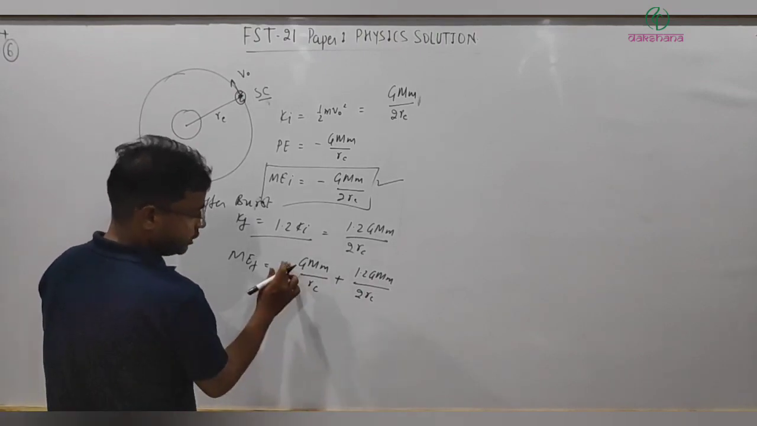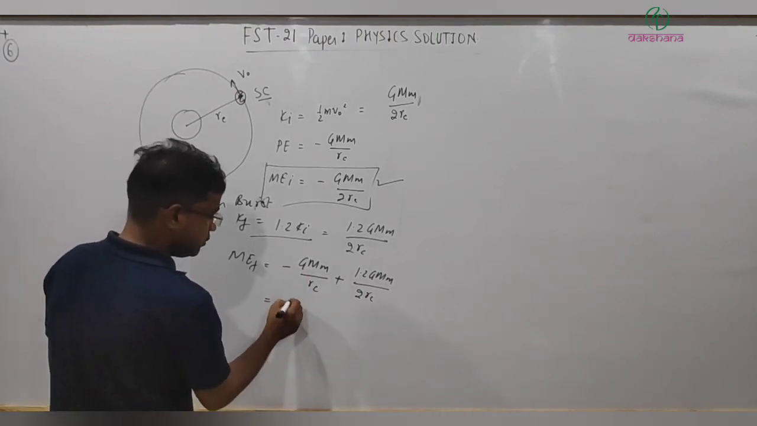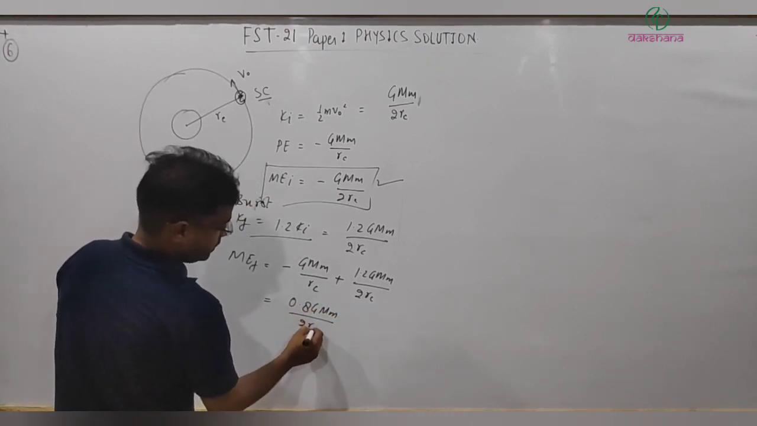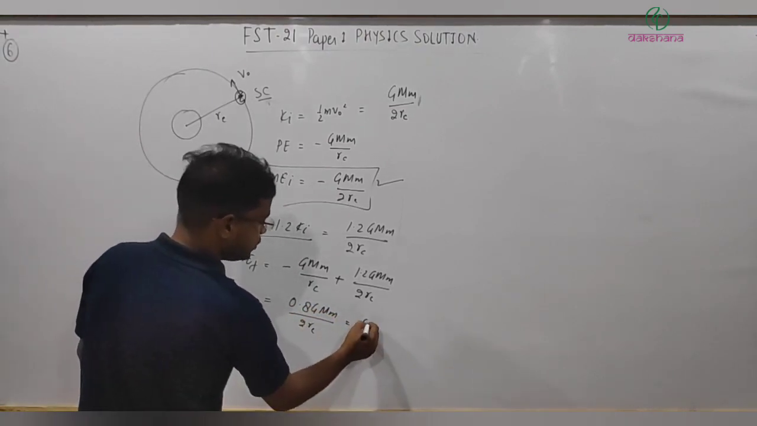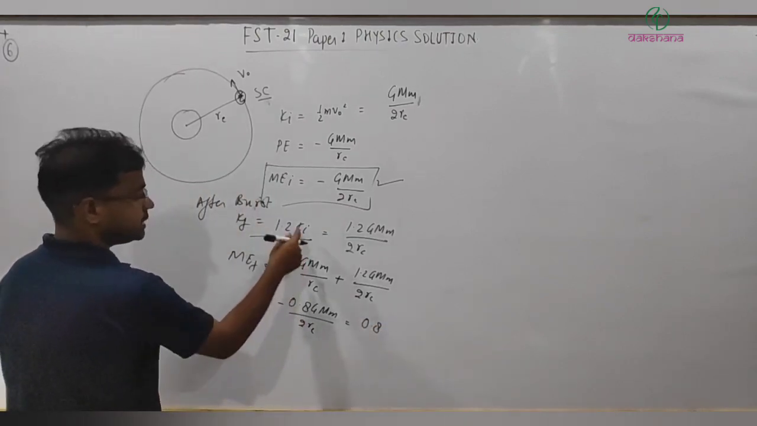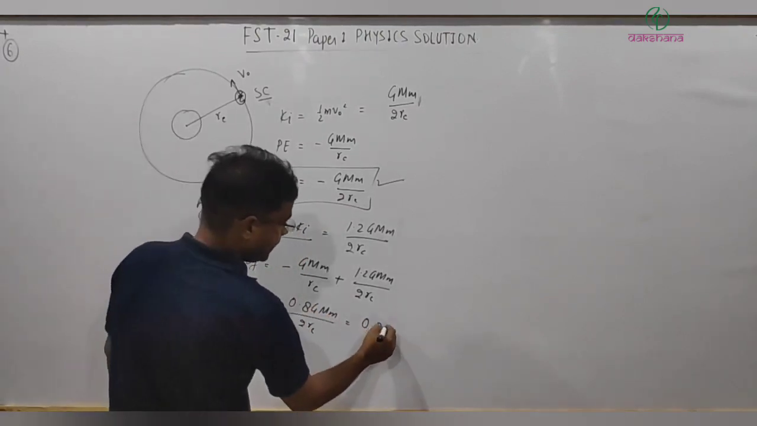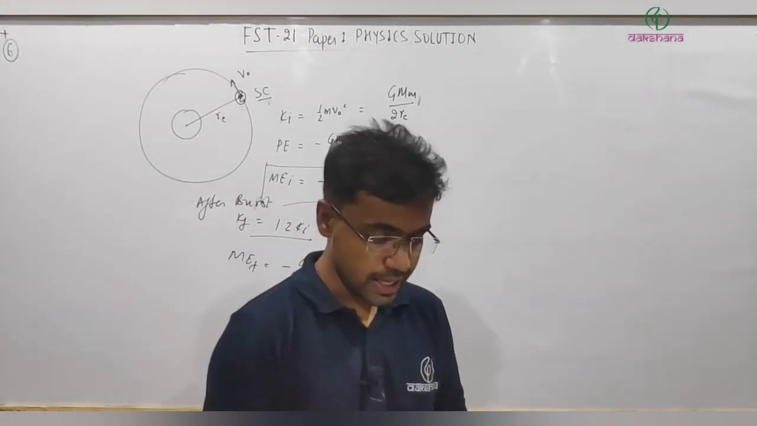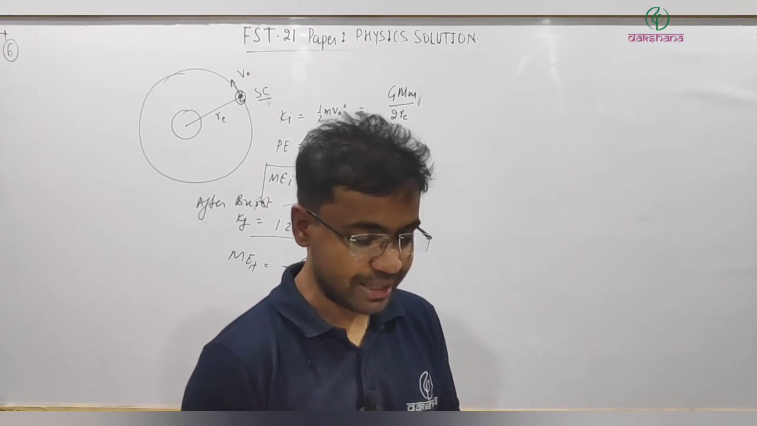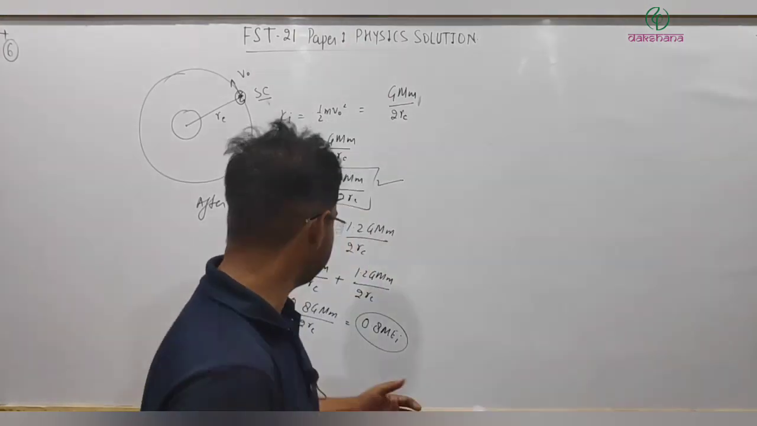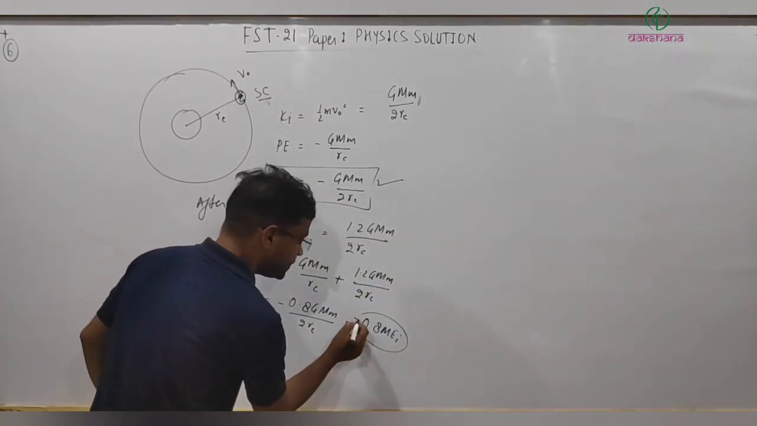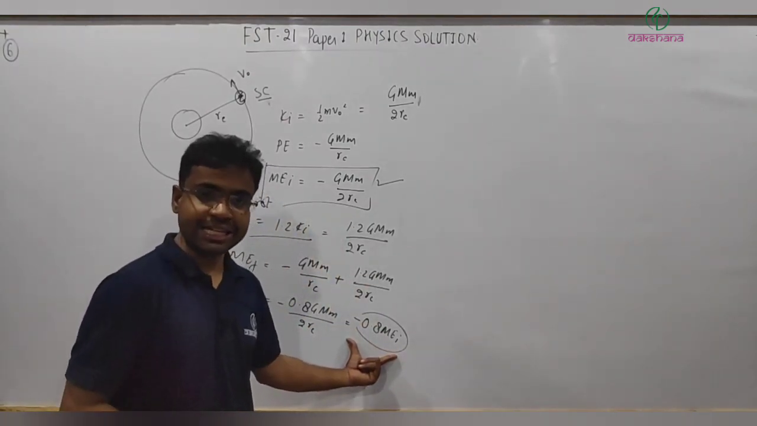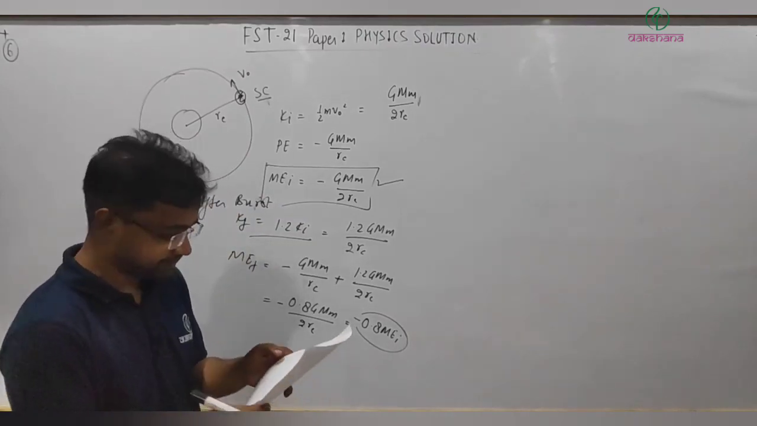Simplifying it, it comes out to be minus 0.8 GMm divided by 2rc. So you can see it is basically 0.8 times the initial mechanical energy. Now, it's saying total mechanical energy of the capsule decreases. It's actually negative, so you can see in magnitude it's decreasing, meaning the mechanical energy is actually increasing. So A is not the right option.